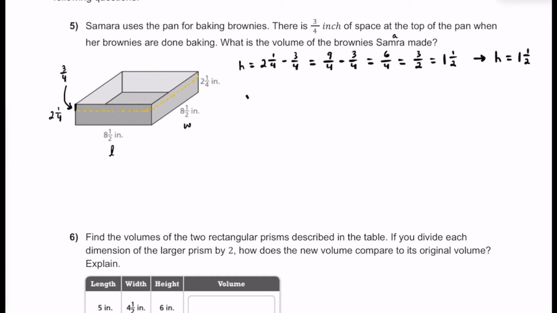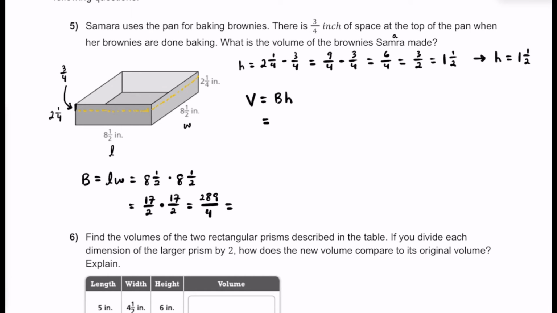So if we're going to find the volume of her brownies, that's going to be the area of the base multiplied by the height. Now to find the area of the base, let's go ahead and do that on the side here. The area of the base is going to be the length multiplied by the width. The length of the brownies is going to be 8.5, and the width is also going to be 8.5. So as improper fractions, this is going to be 17 over 2 multiplied by 17 over 2. Now what's 17 times 17? Feel free to pause and go ahead and multiply that out. I think that's going to be 289, and that's going to be over 4, because 2 times 2 is 4.